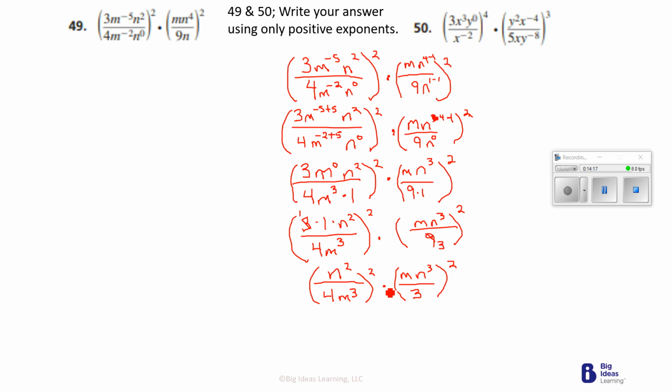We got n to the second power times, oh boy, m to the second power over 4m to the third power, all to the second power. Then we've got 4, we got n times n to the third power divided by 3, all to the second power.